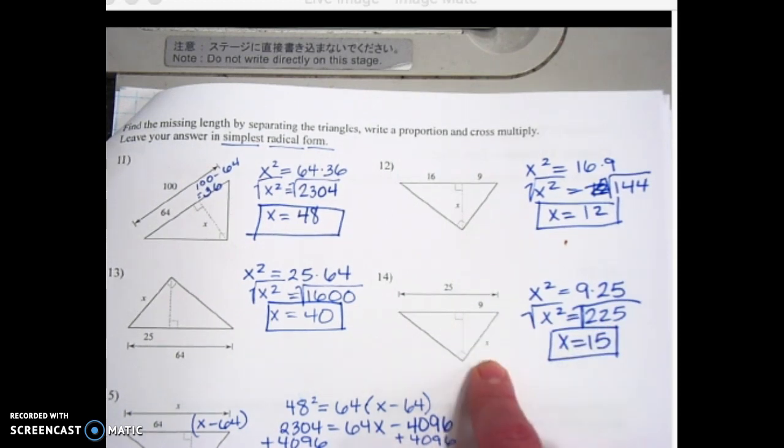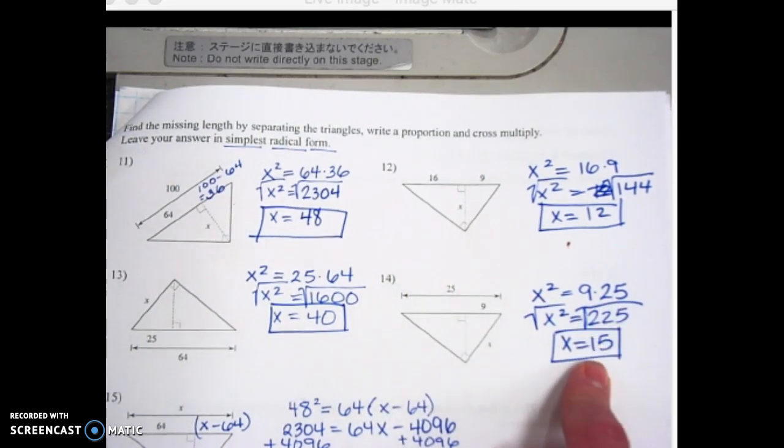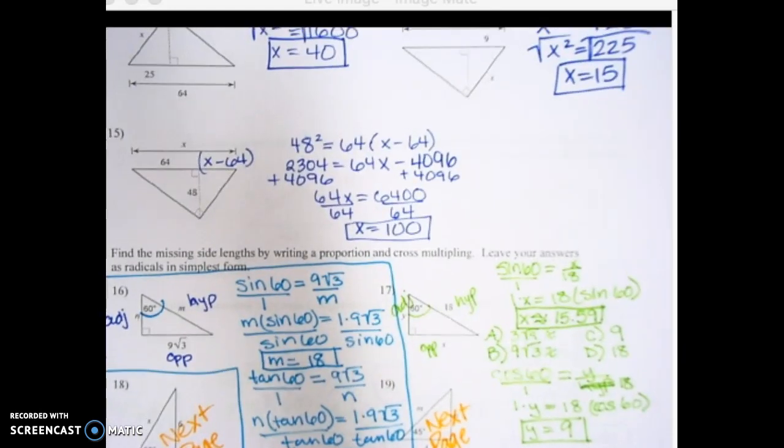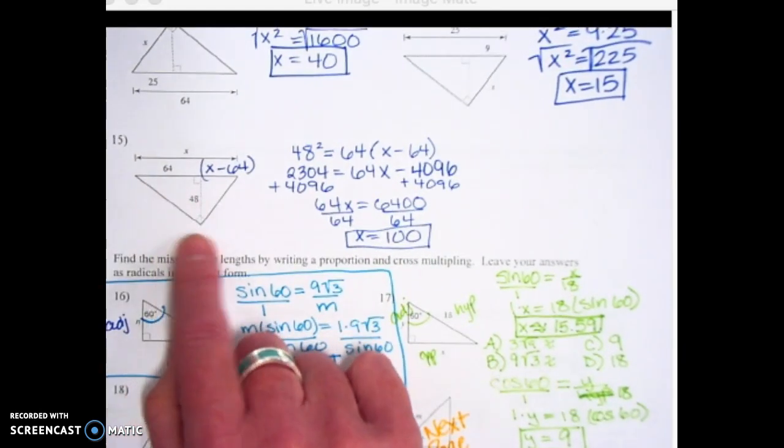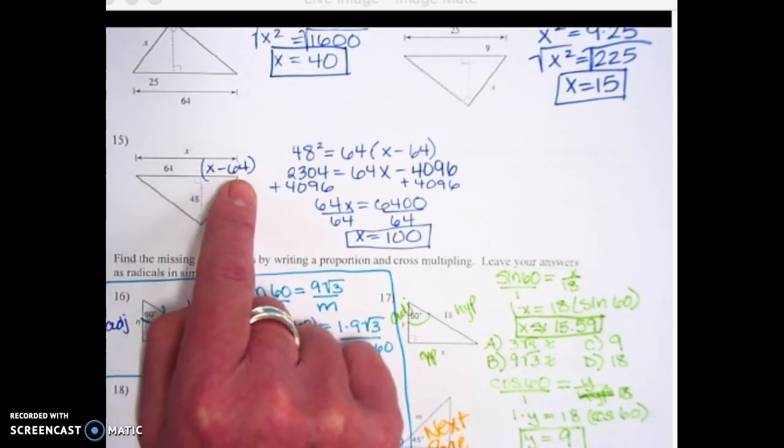Another leg, so you say the leg squared equals the piece closest to it times the length of the whole thing. Multiply them together, take the square root. And then number 15, this one's back to the altitude. So that altitude squared is going to be equal to this times this.